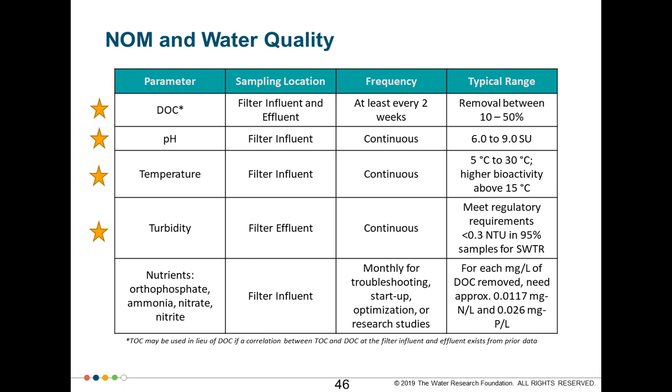And pH is very important for making sure you have conditions that are appropriate for biological growth. So a pH of 6 to 9 standard units is a pretty good framework. Temperature is also really important. We discussed the impact of increasing temperature on biological activity earlier in this presentation, and certainly turbidity in terms of meeting regulatory requirements.